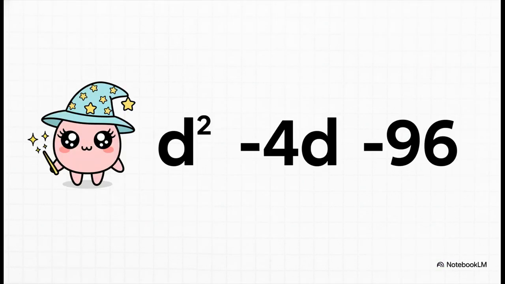What's actually really great about this specific equation is how simple it is when you break it down into its core parts. The coefficient of our d squared term is just a 1. Then our middle term is negative 4d, and our constant term sitting at the end is negative 96. And here's a massive hint for you. Because that d squared coefficient is just 1, our whole factorization process is going to be incredibly straightforward.